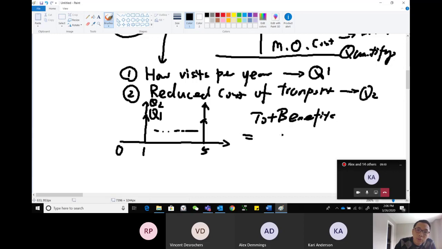So it will be equal to every single year's Q1 plus Q2, right? And convert that into the present worth, right? Convert that into present worth. And then sum those present worths. So that's the total benefits. So that would be basically all these benefits here.